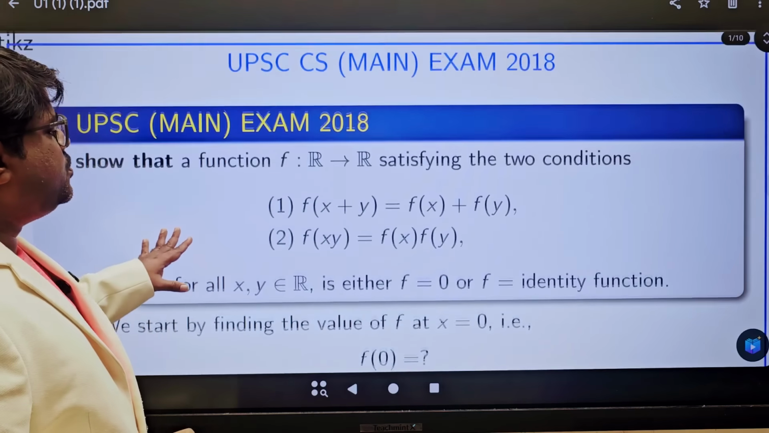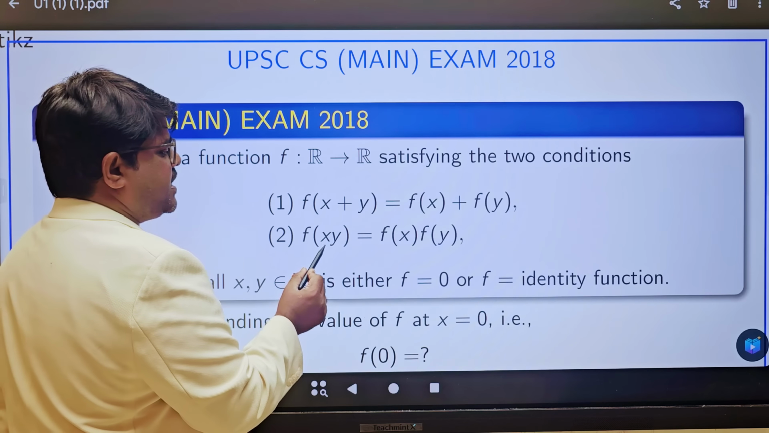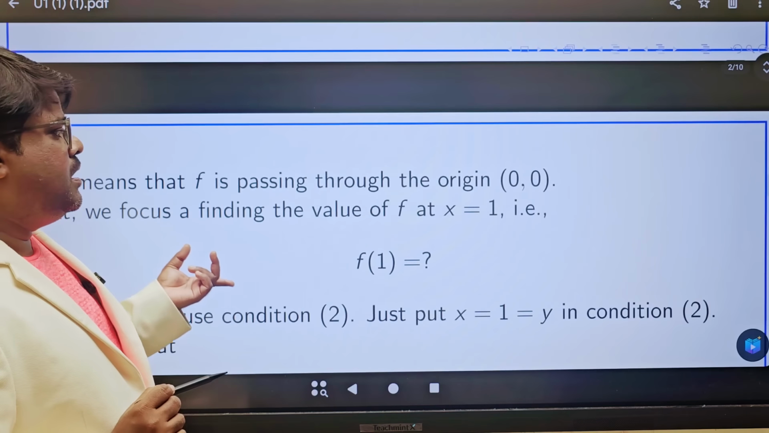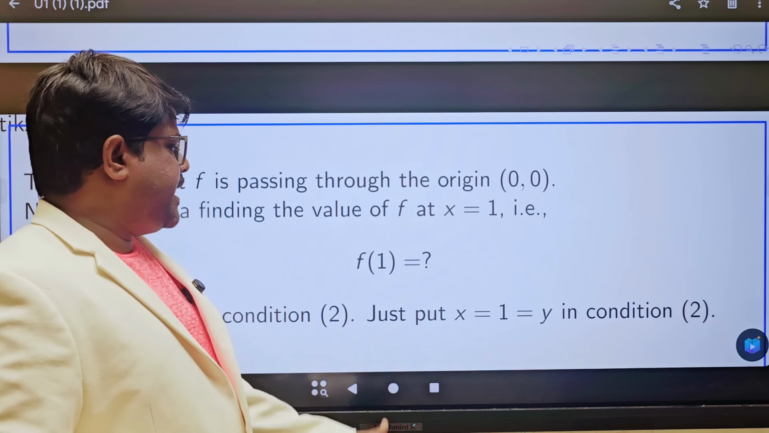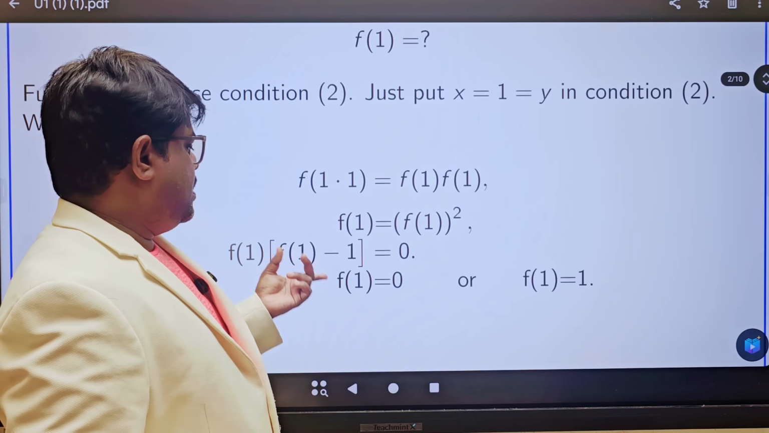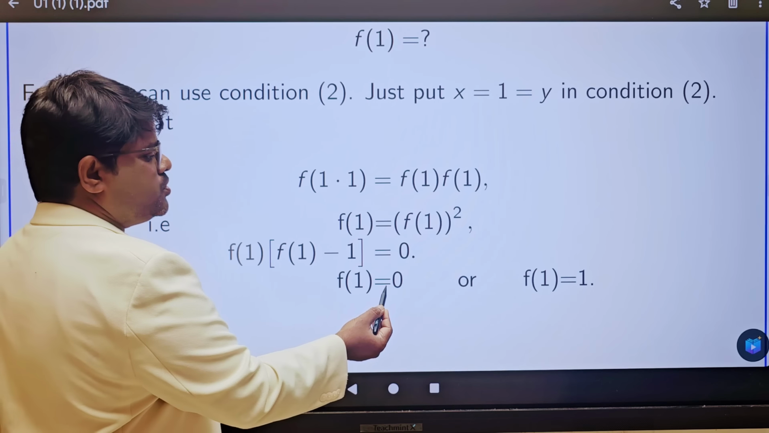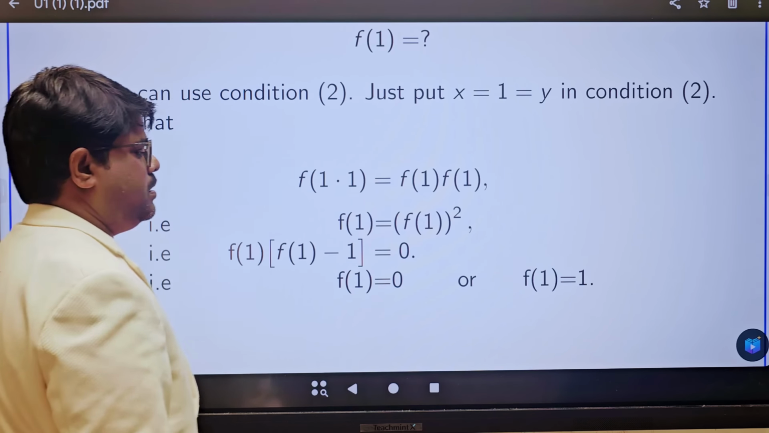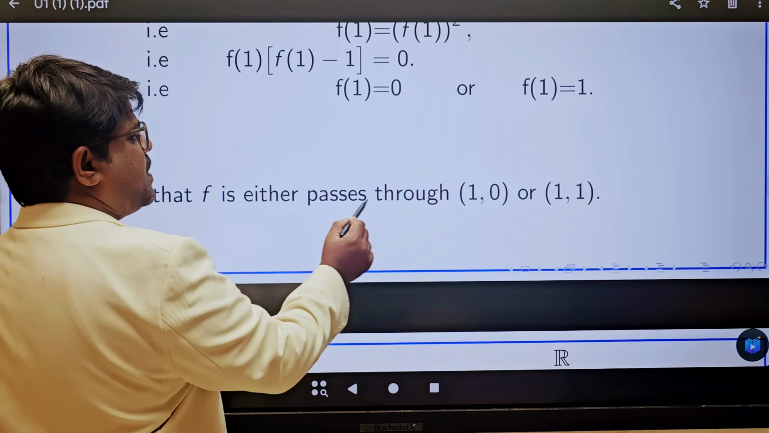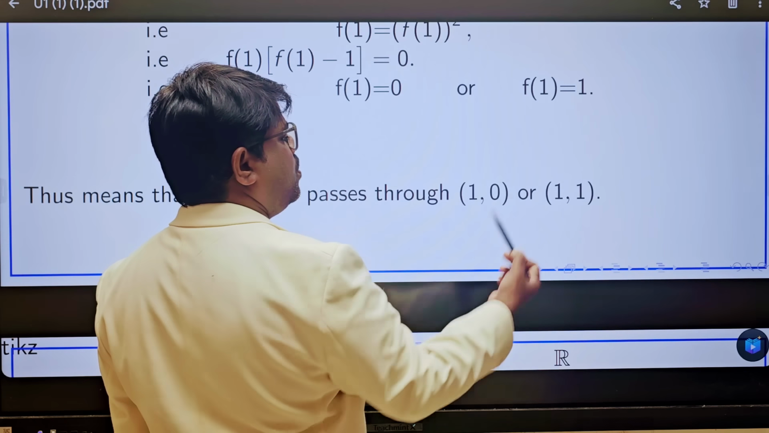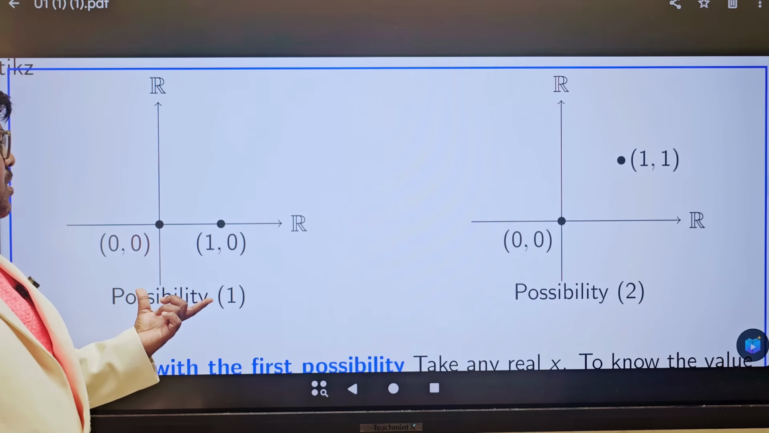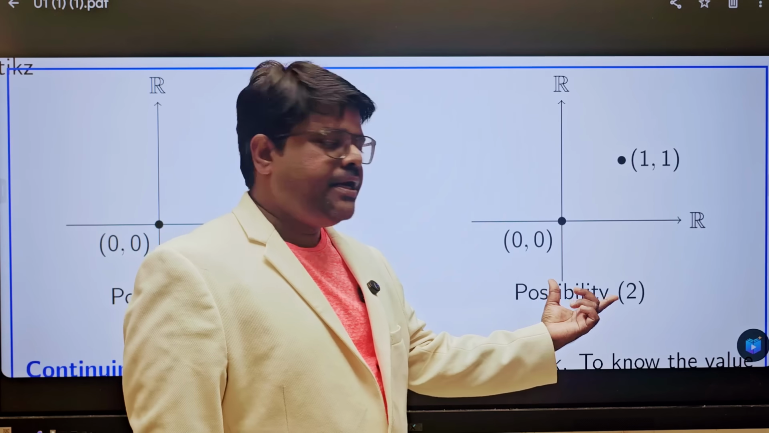Let us see what condition 2 is. Condition 2 is f of x into y equals f of x into f of y. And we know that 1 also belongs to the real numbers, so I can take x equals 1 and y equals 1. After putting these values in condition 2, what is the answer? f of 1 equals 0 or f of 1 equals 1. This means that the function f is either passing through (1, 0) or (1, 1). This is possibility 1 and this is possibility 2.